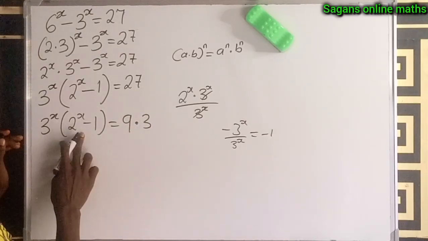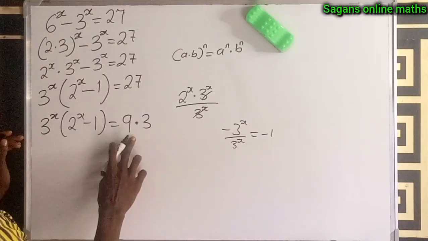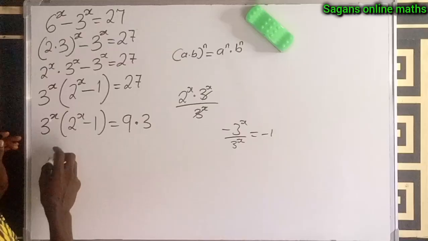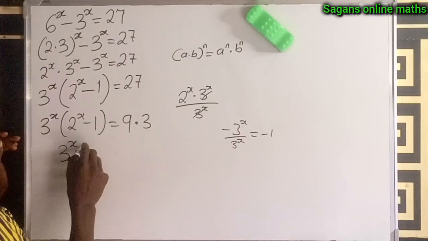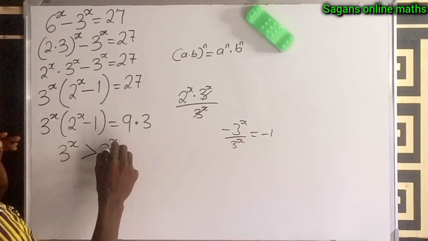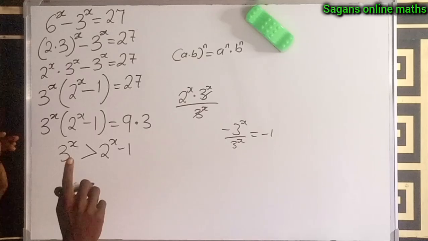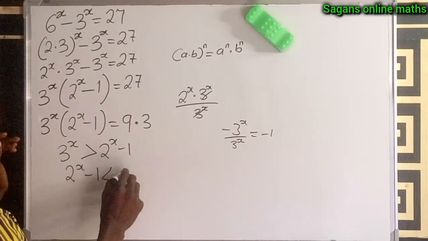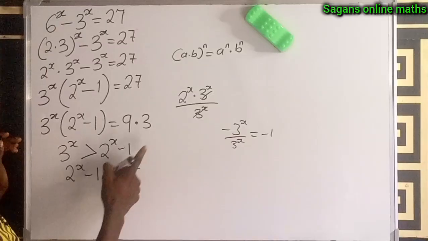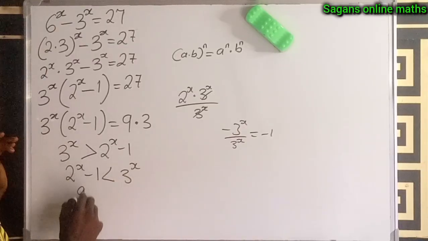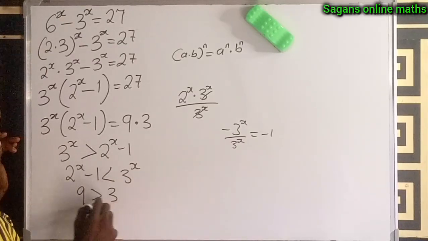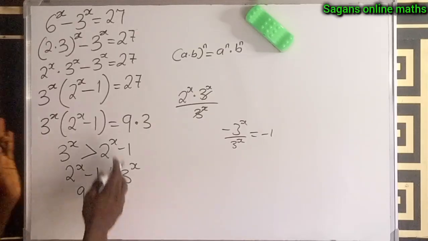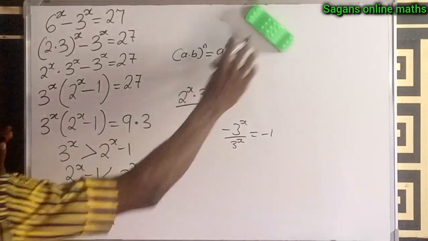Now take note. Since this is a product and this is also a product, I want you to know that no matter what x will be, 3 to the power of x must be greater than 2 to the power of x minus 1. Please take note. That means 2 to the power of x minus 1 will be less than 3 to the power of x. The same thing happened here. That means 9 is greater than 3. It also means that 3 is less than 9.